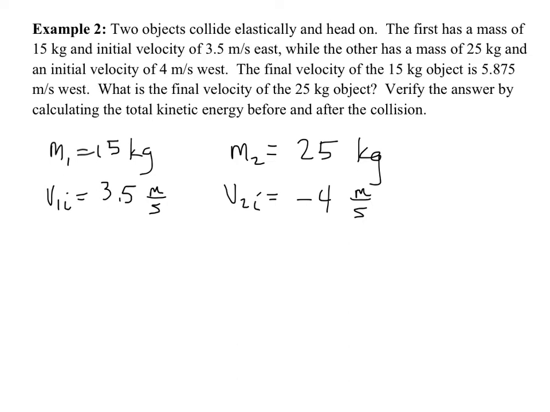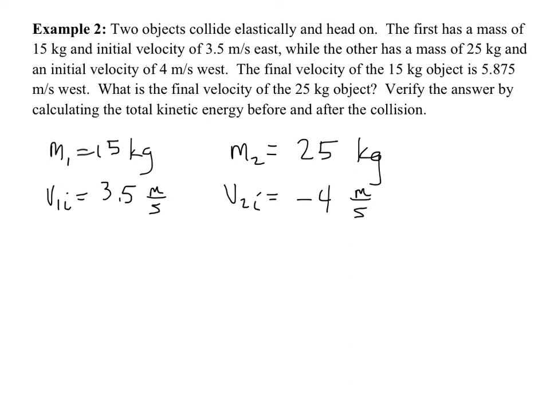I also know that this moves back that way because look, it says the final velocity of the 15 kilogram object is 5.875 meters per second west. So this started going east, it collided, then it went west with 5.875 meters per second velocity. The goal is to figure out what happened to this object after the collision. Okay? What happened to object 2 after the collision?